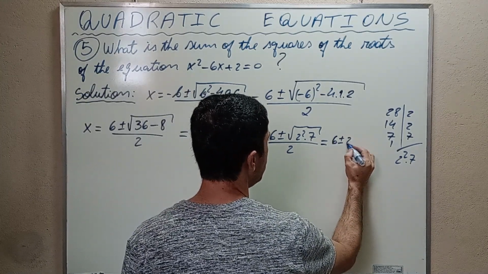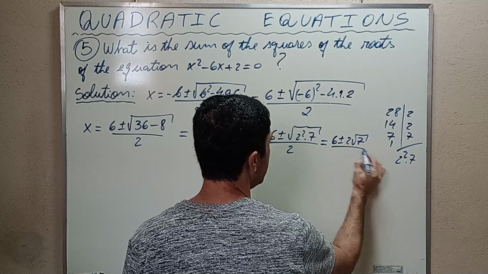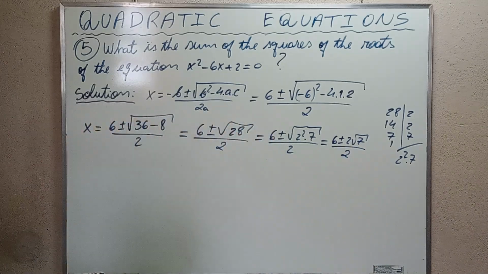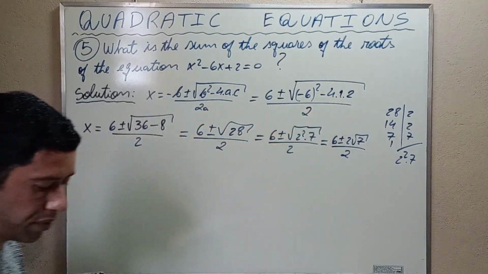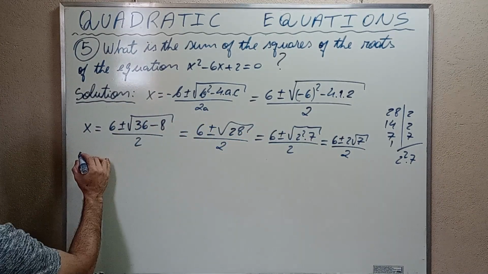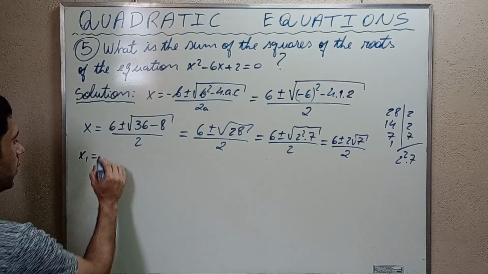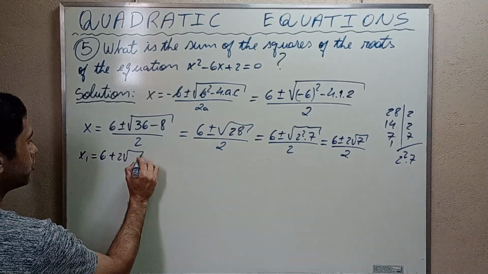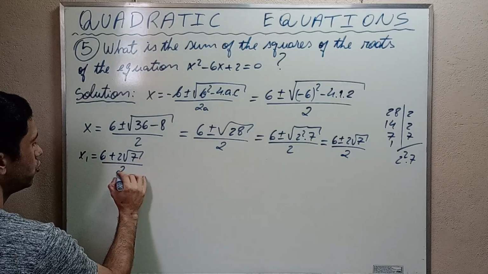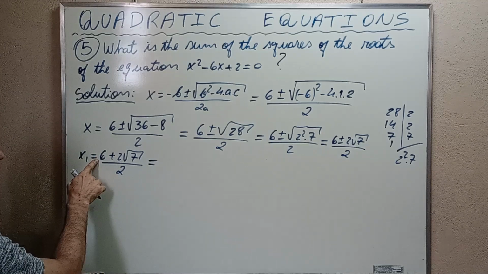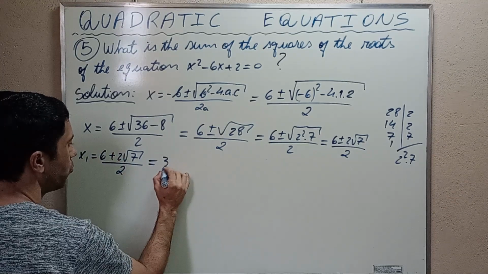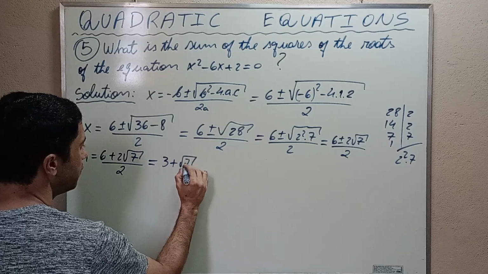6 plus minus 2 times the square root of 7, divided by 2. Okay? There will be two solutions. Observe this plus minus sign. There will be two solutions. x1 is equal to 6 plus 2 times the square root of 7, divided by 2. This is equal to, I divide here and here by 2, 3 plus the square root of 7.